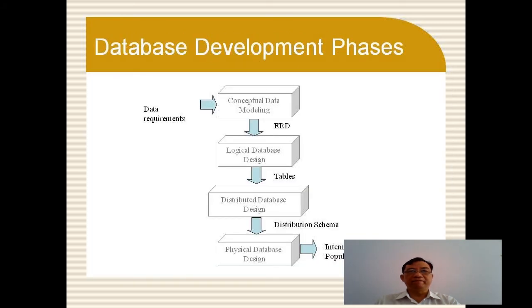Now let me go to database development phase C. You see you have many phases. The first one is conceptual data modeling, then logical database design, then distributed database design, then physical database design. The input for the first layer, the top, is the data requirement, and the output in the lowest layer is the internal schema and populated database.